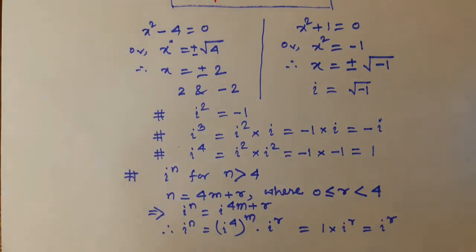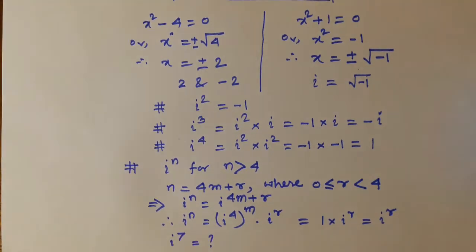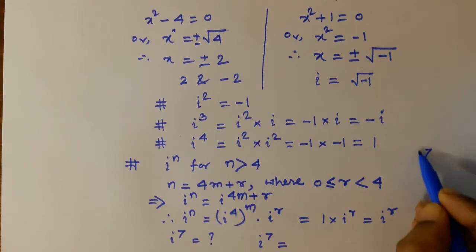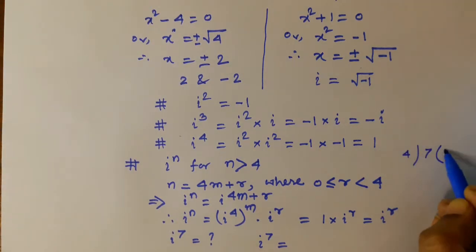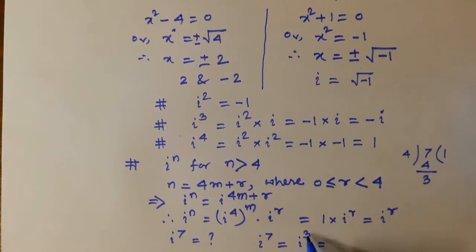Now my question is, what is the value of i to the power 7? So see, i to the power 7 is equal to, if you divide this 7 by 4, you will get 4 1 is 4 and the remainder is 3. So remainder 3, so this is i to the power 3. Now i to the power 3 is equal to minus i. So i to the power 7 is equal to minus i.